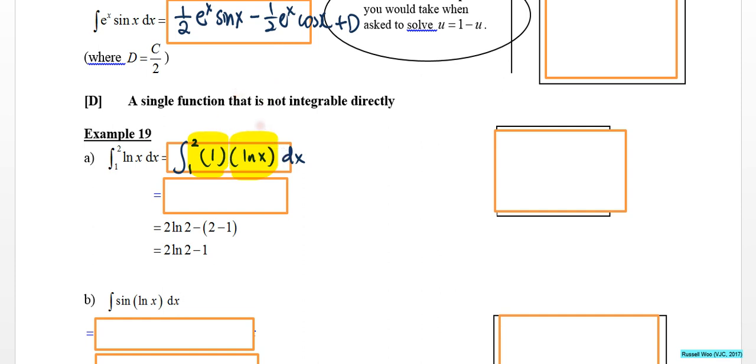Wait. Erase. Okay, never mind. I will choose to integrate this. Why? Because I don't even know how to integrate ln x. You all follow? Yes? Done. So I do my IKID.